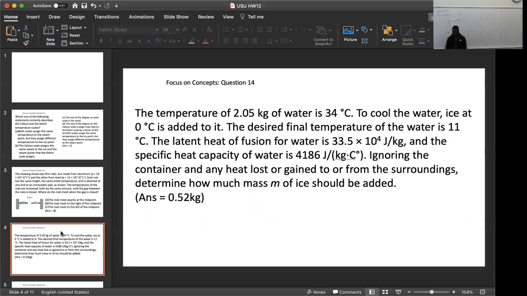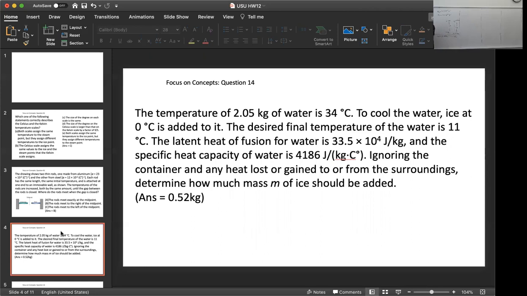Now I'm going to question 14. The temperature of a 2.5 kilogram of water is 35 degrees Celsius. Okay, so I'm going to put some values down. So I have mass of water to be 2.05 kilograms. Initial temperature theta I of water, or you can say T initial of water, is 34 degrees Celsius.